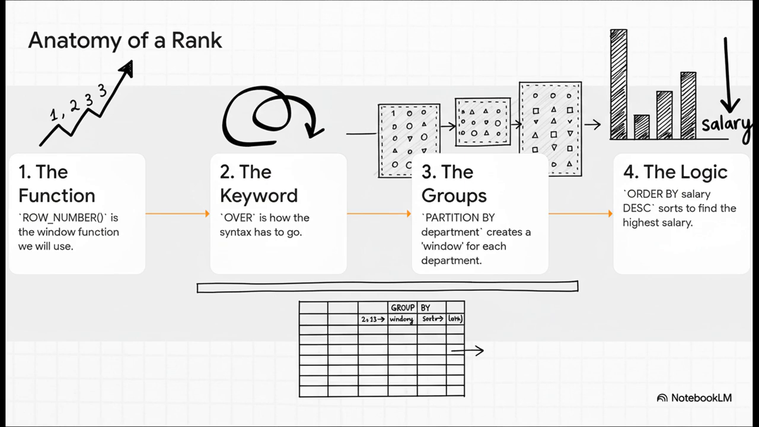You start with the function itself, row number. Then comes the magic part, the over clause. Inside, we say partition by department. That tells SQL to create our windows, or our groups, one for each department. It's kind of like a temporary group by. Then order by salary DESC tells it how to do the numbering inside each of those windows. Highest salary gets number 1, second highest gets 2, and so on.